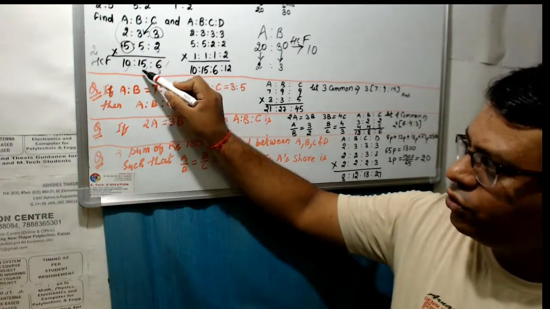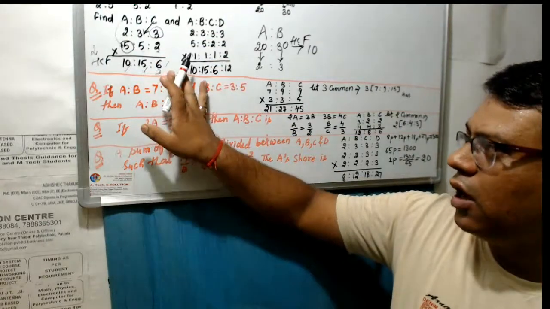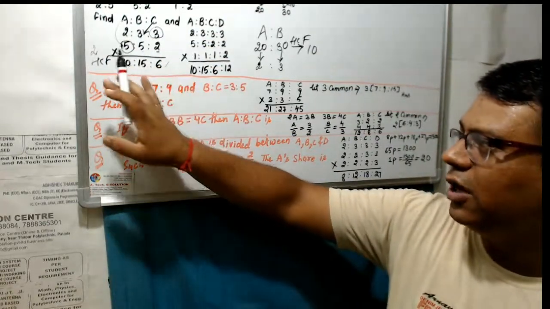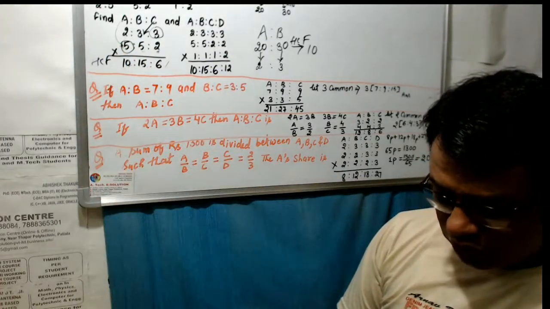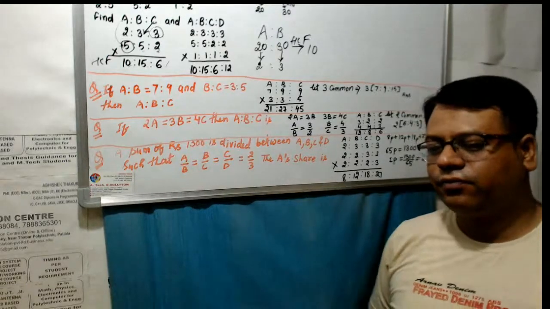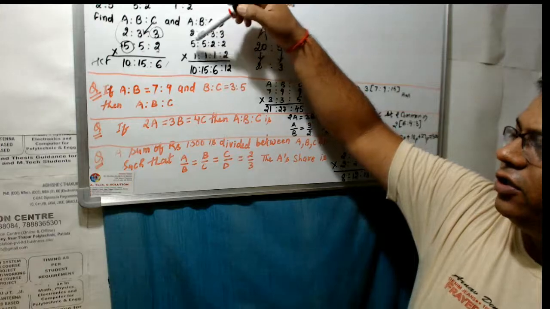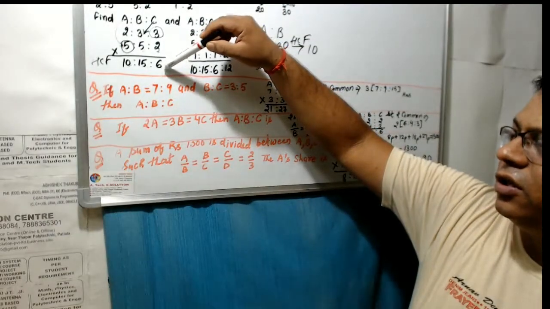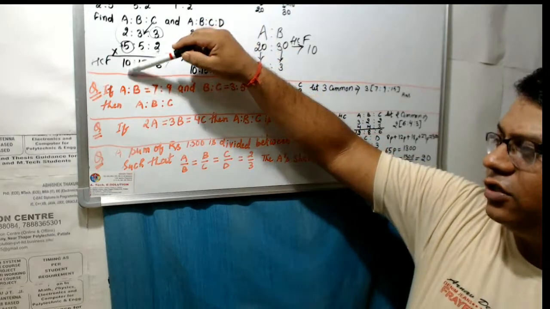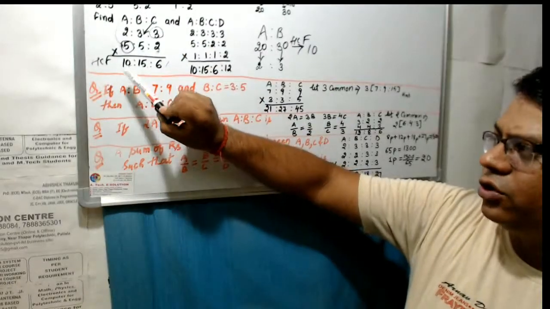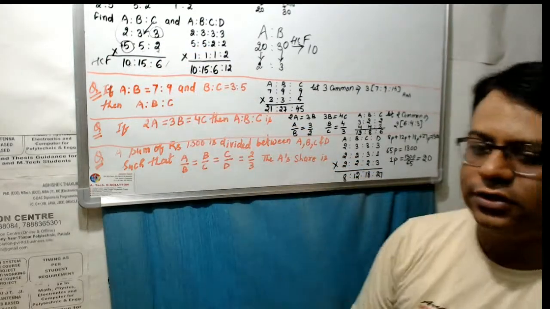No, the highest common factor is not available in the case of 15 and 2. So we cannot reduce it here, because 15 is not divisible by 2, and if we take 3, 10 is not divisible by 3. So the ratio of A, B and C is 10 is to 15 is to 6.